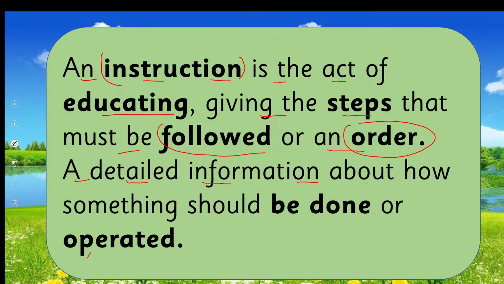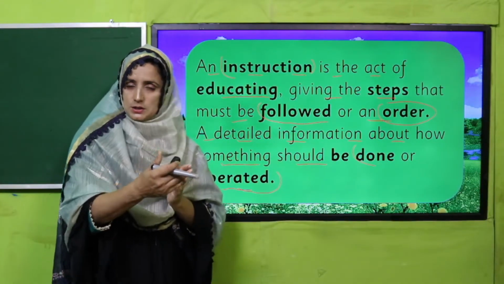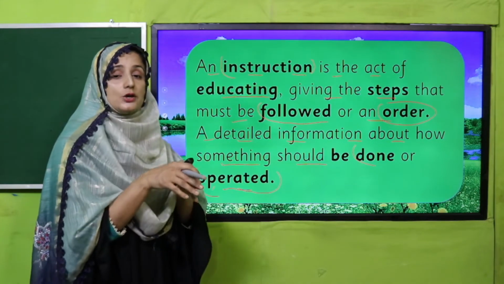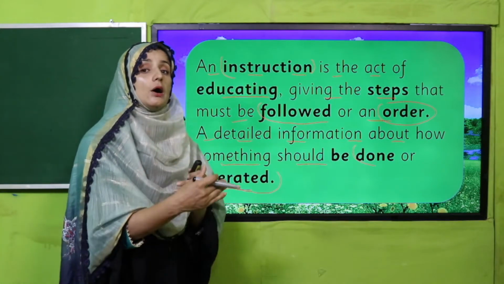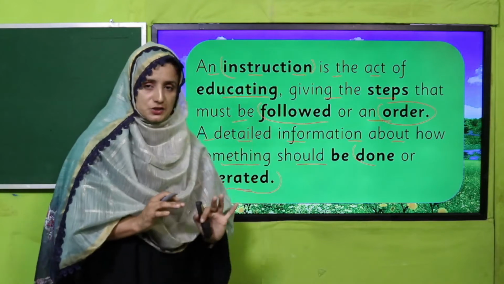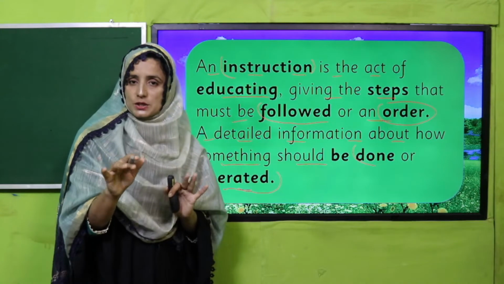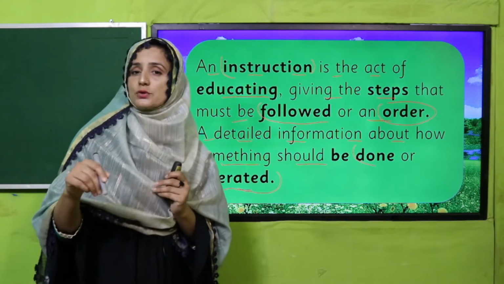Instructions are detailed information about how something should be done or operated. So yes, instructions are detailed information about how you have to do something, how to operate anything, in which process and step by step how you will do it. This whole procedure is called instruction. Okay, is it clear? Suppose you are sitting in class, my dear students, and the teacher is giving instructions. Suppose you have to write a test.